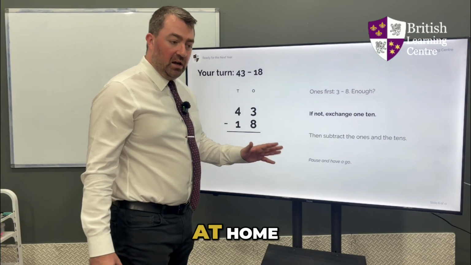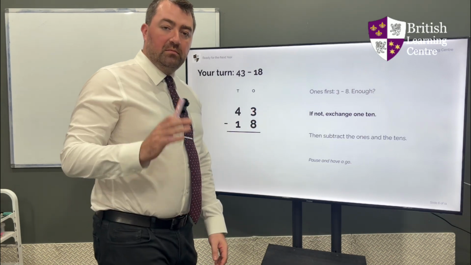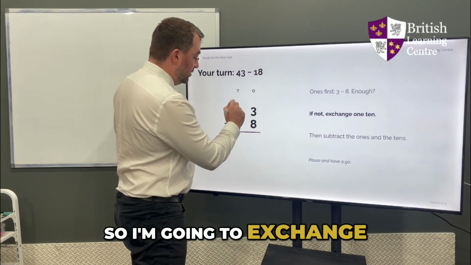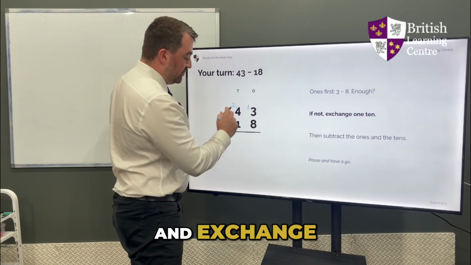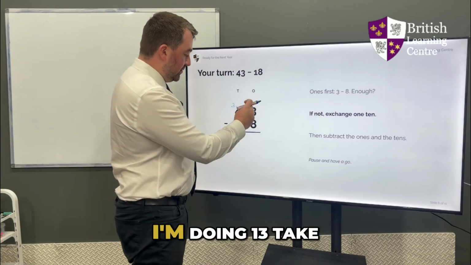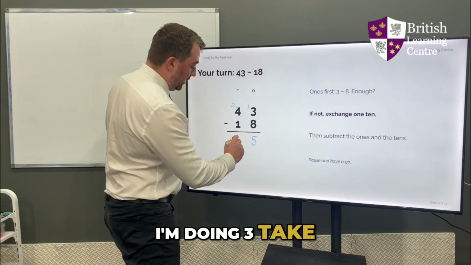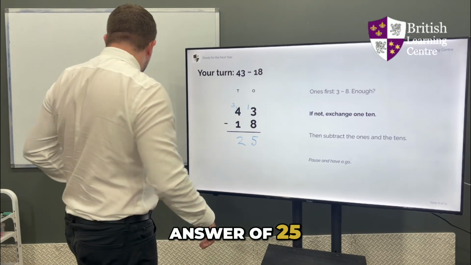Okay. At home, doing it yourself. So here we've got 3 take away 8. Can't do it in terms of column method. So I'm going to exchange the 4 10s for 3 10s and bring across 10 1s. I'm doing 13 take away 8, which is 5. I'm doing 3 take away 1, which is 2. I'm left with the answer of 25.